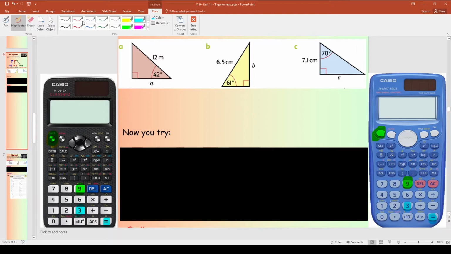Cool. So let's do it. First ever question, now that your calculator is set up, is this one. It wants us to figure out what A is, and it's only got 12 as one of the sides that's given, and it's got 42 degrees. Now, we can't actually do anything with this, but it's not Pythagoras' theorem, is it? Because we don't have enough sides to use Pythagoras' theorem.